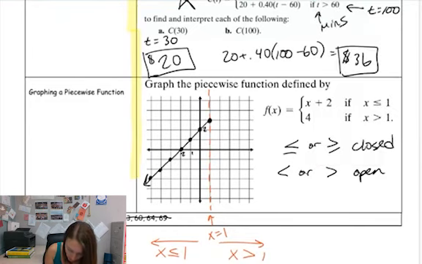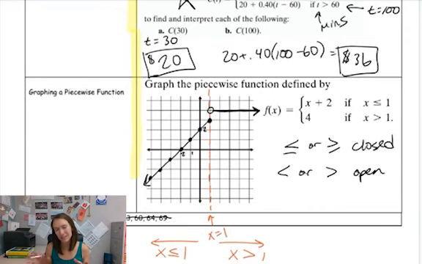So y equals 4 is just a horizontal constant function. So 1, 2, 3, 4. I'm going to start with an open circle because it's just greater than 1, not actually including 1, at height 4. And draw it that direction. All right, and then that's it for the piecewise.